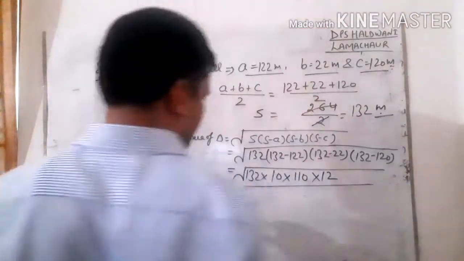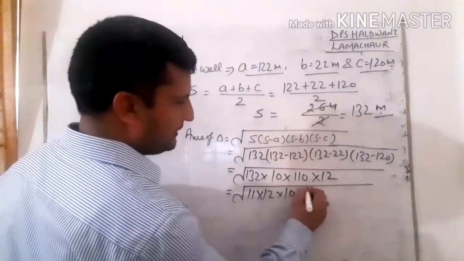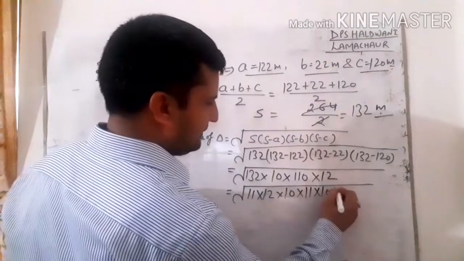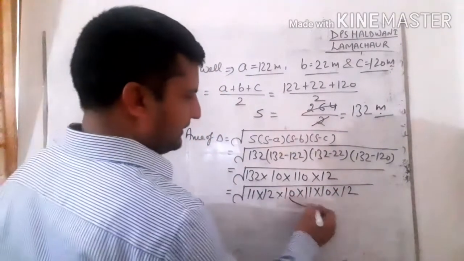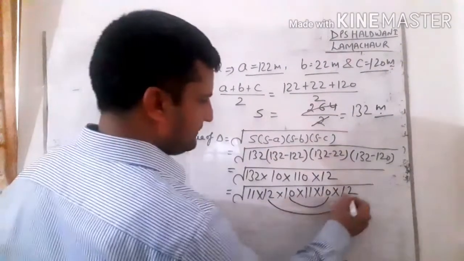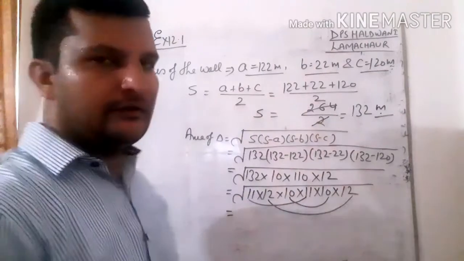So we have to put it here, 11 into 12 into 10 into 11 into 10 into 12. Now we have to make the pairs. 10 10 is one pair, 12 12 is one pair, and 11 11 is one pair. So all are coming in pair form.